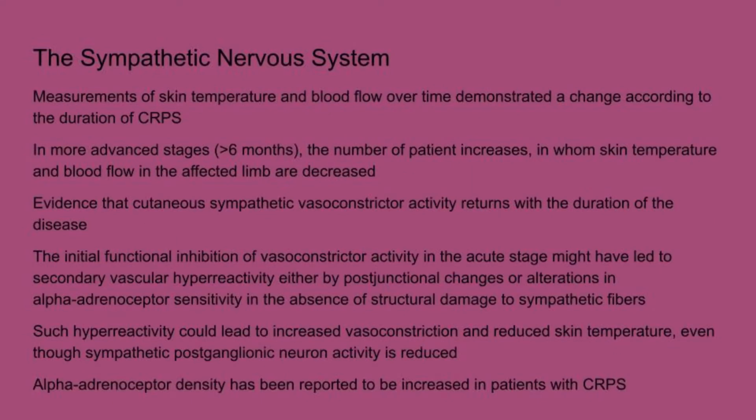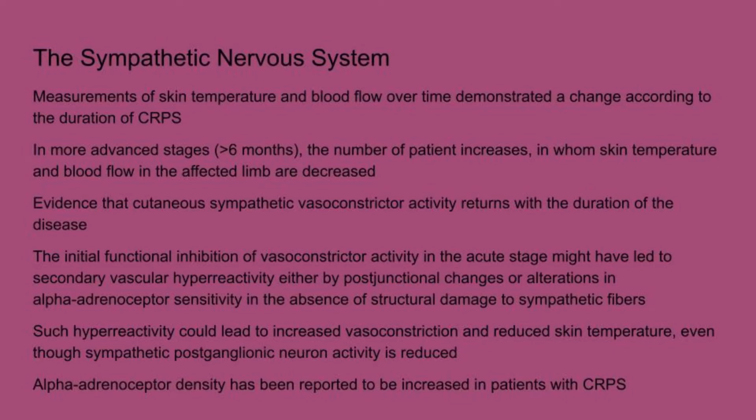Measurements of skin temperature and blood flow over time demonstrate a change according to the duration of CRPS. In more advanced stages of longer than 6 months, the number of patients increases in whom skin temperature and blood flow in the affected extremity are decreased. There is evidence that skin-level sympathetic vasoconstriction activity returns to standard levels with the duration of the disease. So initially, this vasoconstriction activity is decreased, but then it returns to standard as the disease continues its course.